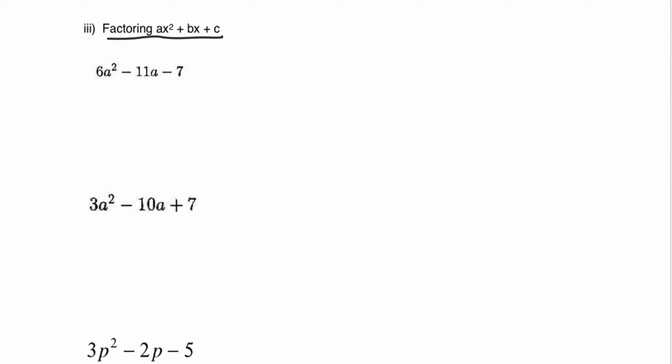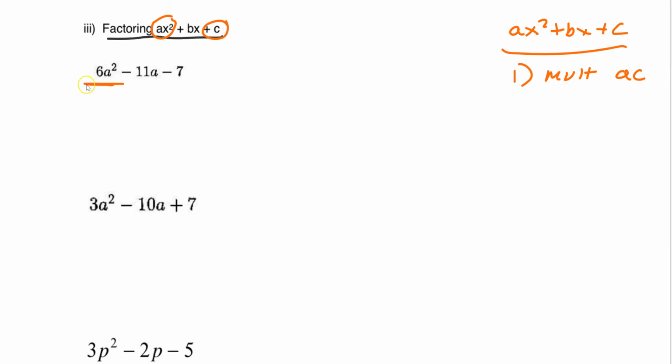There we go. Step 1. When you want to factor ax squared plus bx plus c, step 1 is you multiply the first term and the last term. So if there's a number in front, you have to multiply these two terms, A times C. In this case, I'm going to multiply 6a squared and negative 7. I'm going to get negative 42a squared.